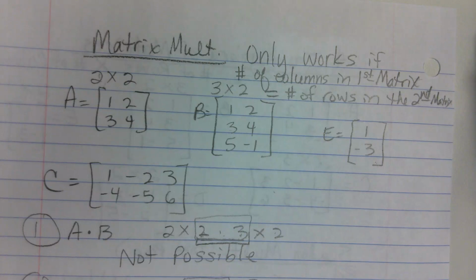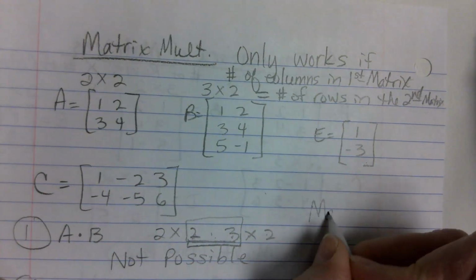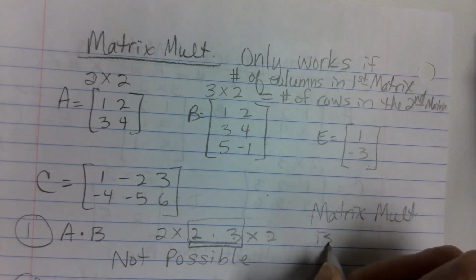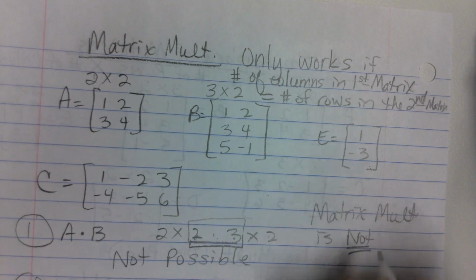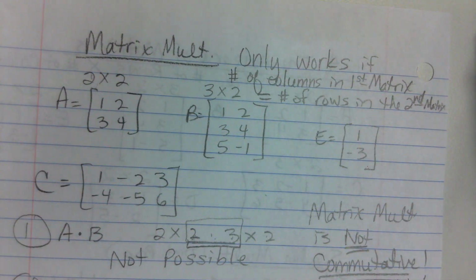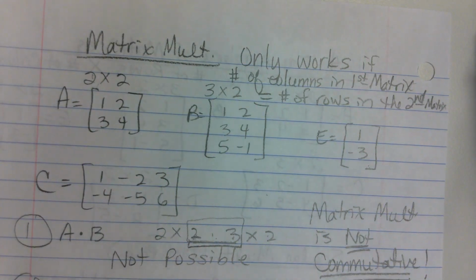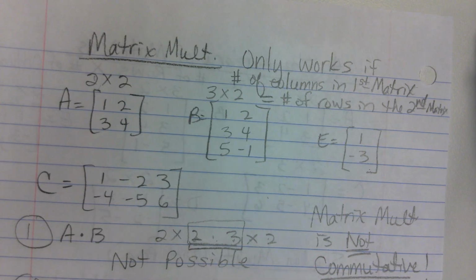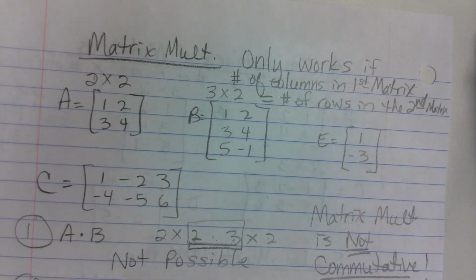So guess what we know about matrix multiplication? Matrix multiplication is not commutative. The commutative property does not apply. That's the catch. So when they told me the commutative property, it's applicable to everything except for matrix multiplication, and probably something else that we just don't know.